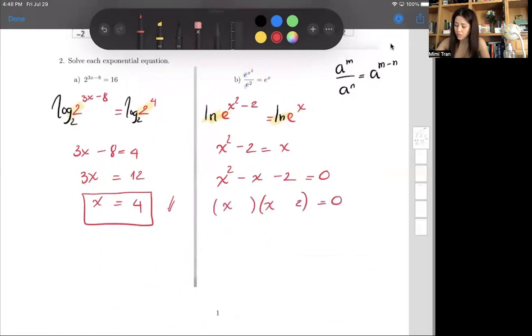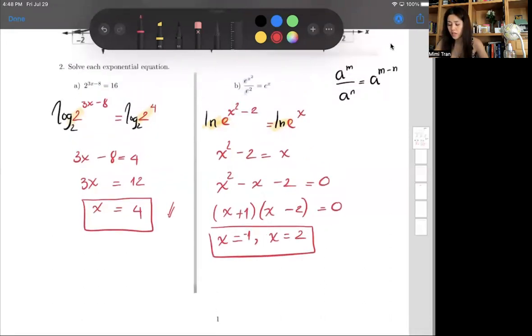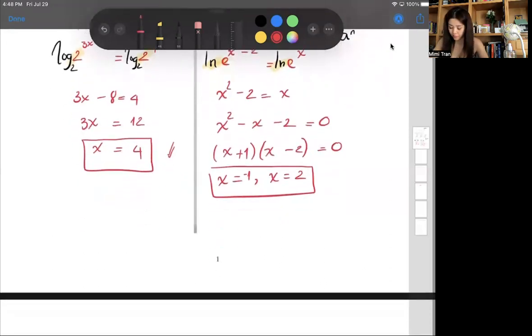x and x, 2 and 1, minus, plus. So that means x equals -1 or x equals 2. And then you can check it yourself. Okay.